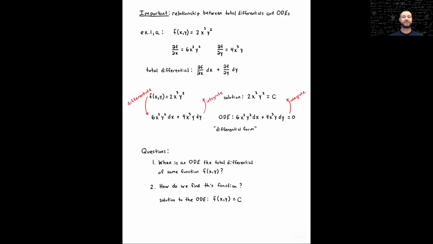All right, this is it for part one, kind of introducing what ODEs in differential form are, reviewing partial derivatives or introducing partial derivatives for the first time, and then relating total differentials to what we're going to be solving, differential equations. Part two will continue with this.